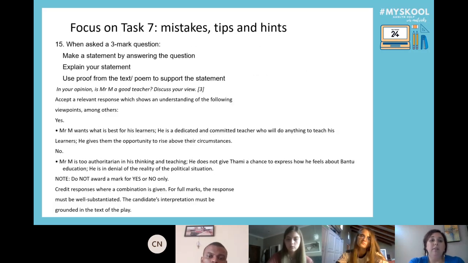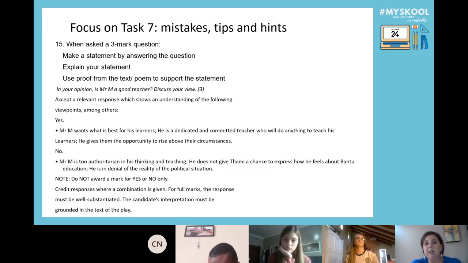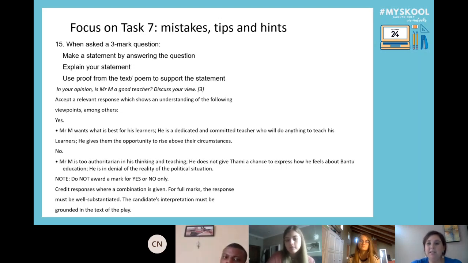Then, number 15, when asked a 3-mark question, make your statement by answering the question, explain your statement, use proof from the text or statement. In your opinion, is Mr. M a good teacher? Marley, do you think he's a good teacher? Yes, I think he's a good teacher. I think he wants a future for his children that he didn't get. Okay, that's 1 mark. This is a 3-mark question, so you must tell me 3 things, in other words.